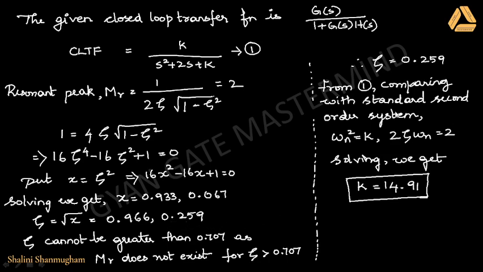And we know that from equation 1, that is K by s square plus 2s plus K, this is of the standard second order form. So just comparing with the standard second order system, you can find omega n square, which is given by K, as well as the second term 2 psi omega n is given by 2. Just solve this, you will get the value of K as 14.91.